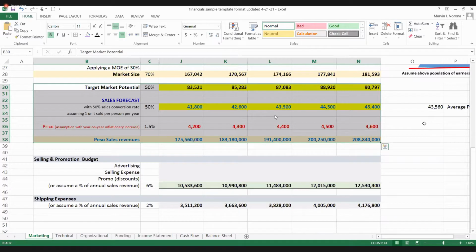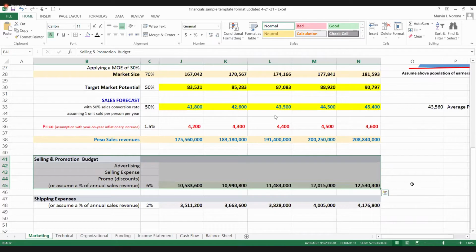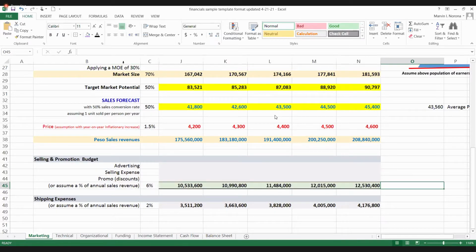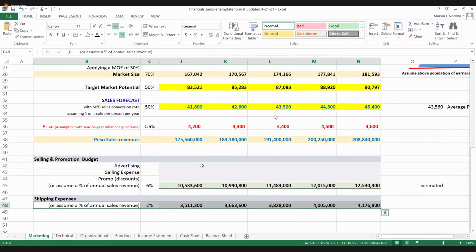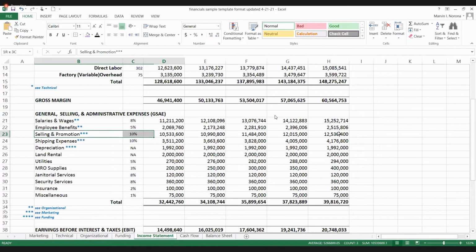Either yung sales revenue or yung costs. Okay? And then what comes with the sales forecast is the sales and promotion budget. So this can be estimated. So you can have that estimate. Pwede rin yan. Okay? And then you can also assume shipping expenses. Ito yan. Okay. So, kailangan din yan sa profit and loss statement. Dito sa, ayan, selling and promotion, pati shipping expenses.